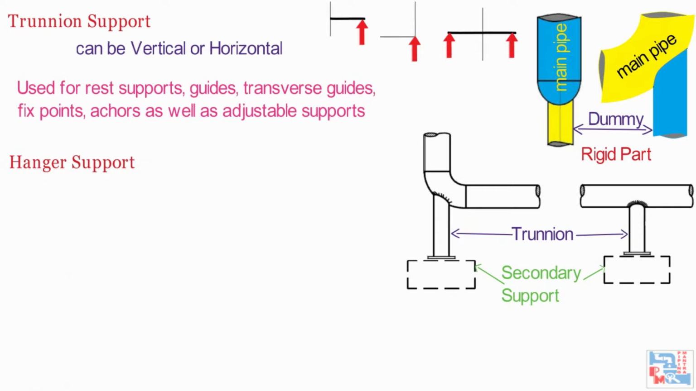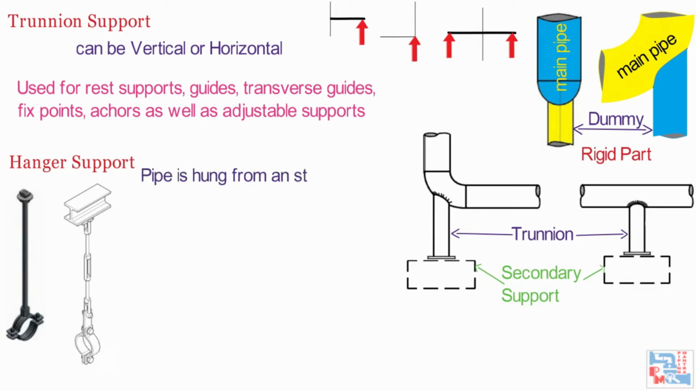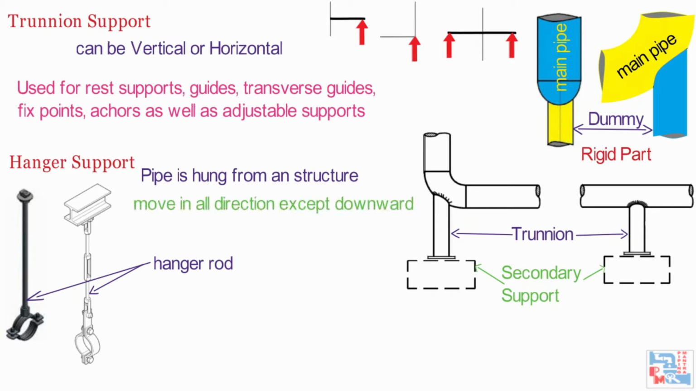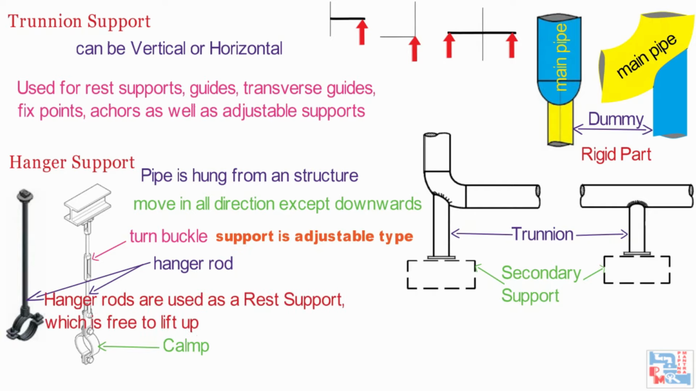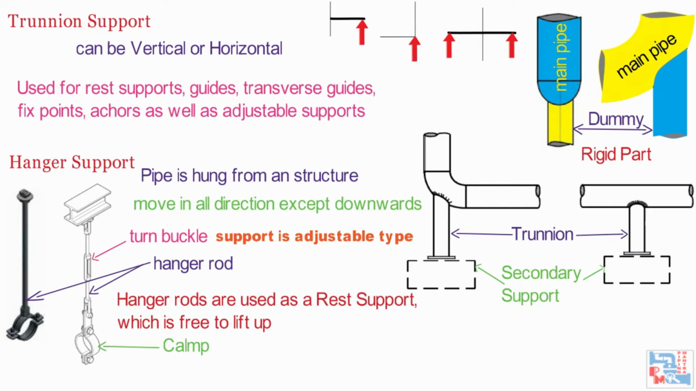Now comes hanger support. As the name suggests, in a hanger support, the pipe is hung from a structure using a hanger rod. It is clear from the figure that the pipe can move in all directions except downwards. A hanger support generally uses a clamp on the pipe. When a turnbuckle is used, then the support is of the adjustable type. Hanger rods are used as rest supports which are free to lift up.